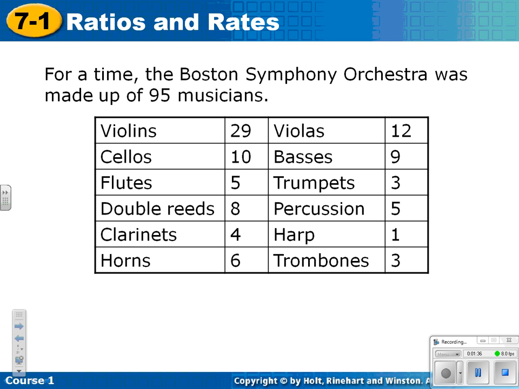And here's the other thing. What I just did, trumpets to cellos, meaning part of this whole thing versus part of this whole thing. If I said what was the number of trumpets to the orchestra, what would you say? 3 to 95. And that would be considered part to whole. That means when we're talking about part to the whole thing. Before, when I did trumpets to cellos, I did part to part. Do you see? Okay.